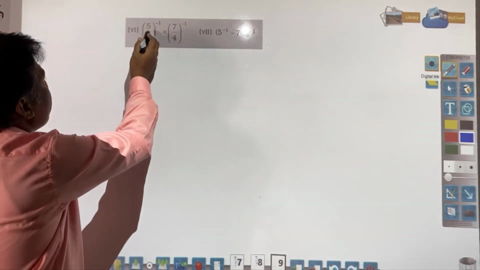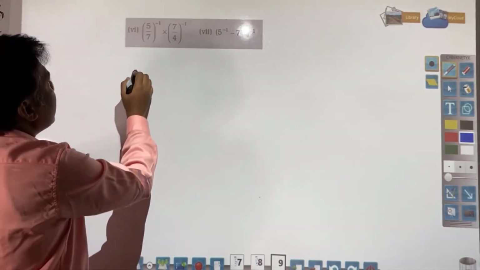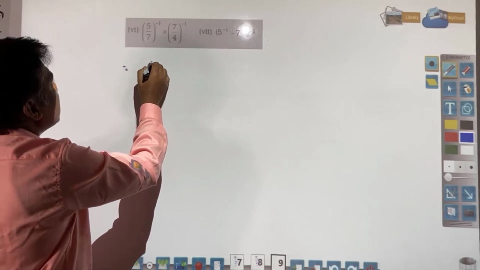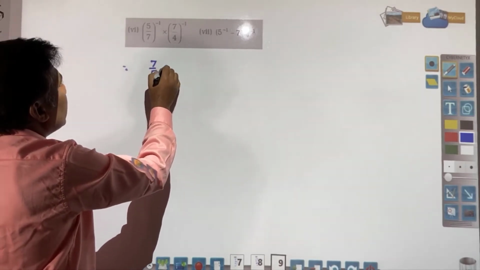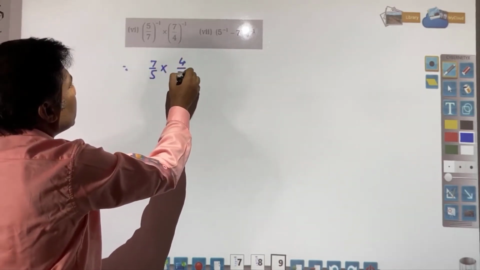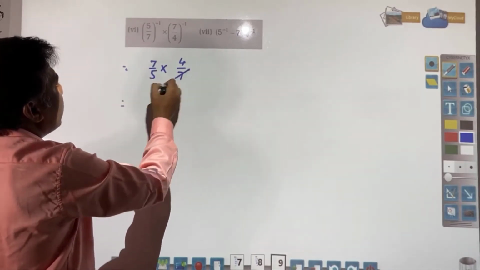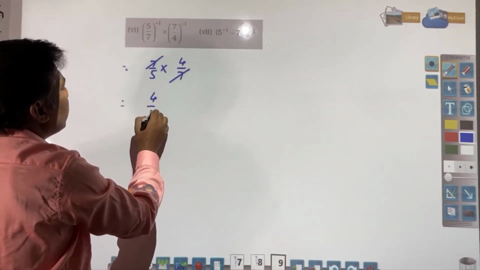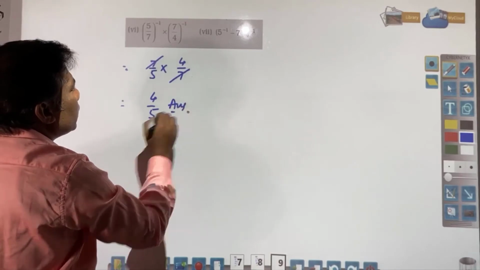Here you see, the inverse of 5 by 7 will be written as 7 by 5 into 4 by 7, and 7 and 7 will be cancelled. You will get 4 by 5 and this will be your answer.